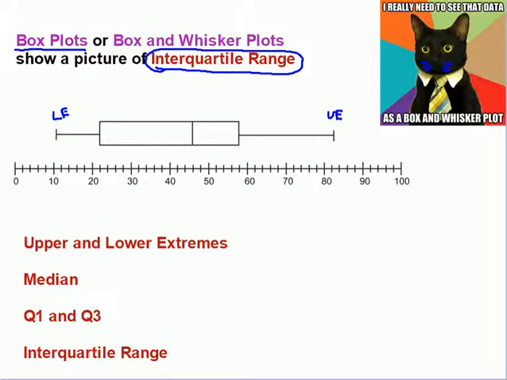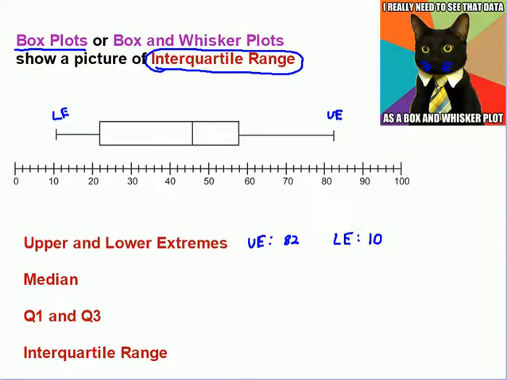In this case, we would say the upper extreme, the highest, largest piece of data that we had was 82. We're going to round that and make sure that that's 82. It's kind of in between there. We're just going to choose the closest one. On the other end, the lower extreme is right around 10. So the lower extreme is 10.